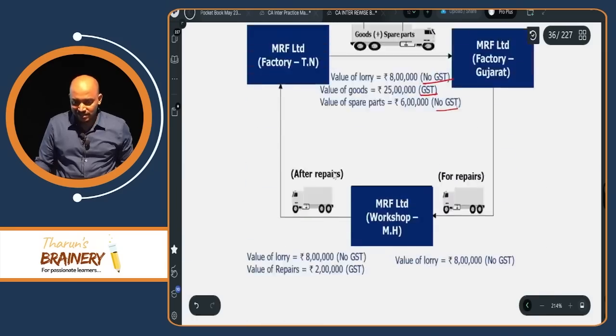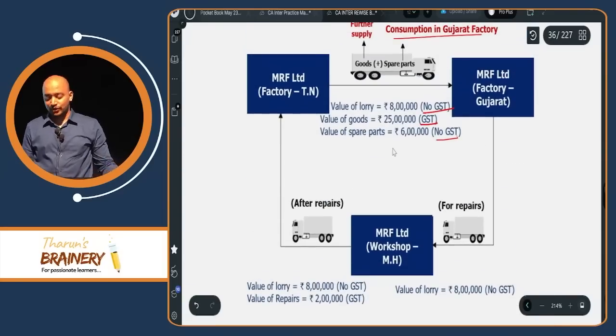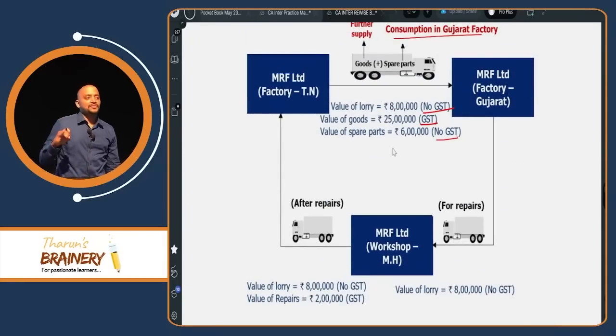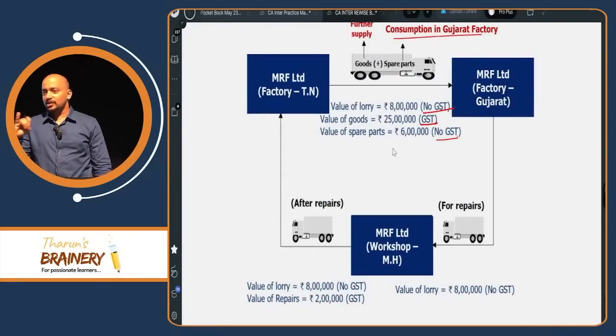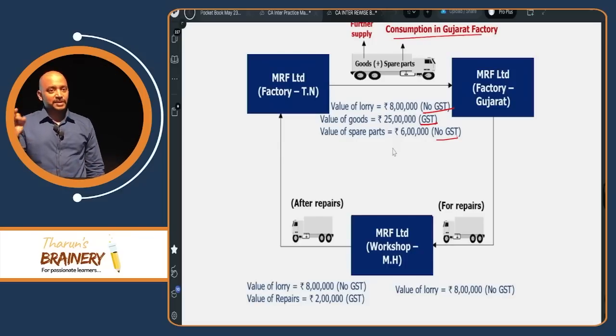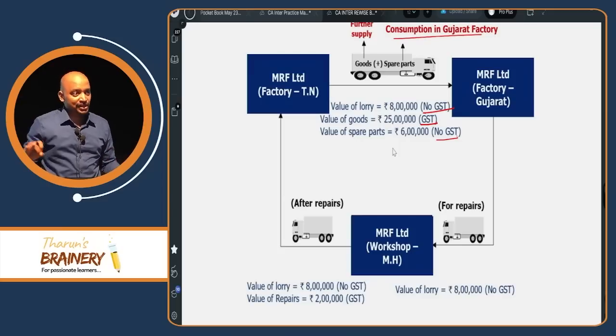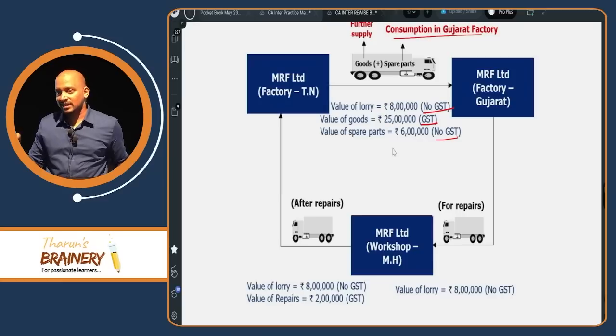So, whatever I discussed here in this example, the theory is only given here. So, what are the 2 points you need to remember? Movement of conveyance between the distinct persons is not a supply. And movement of spare parts, tools, etc. between distinct persons, not for further supply but for consumption in the distinct person, will be treated as supply or not treated as supply? Not treated as supply.